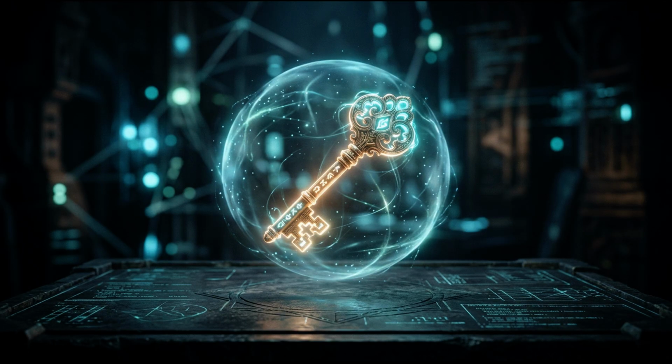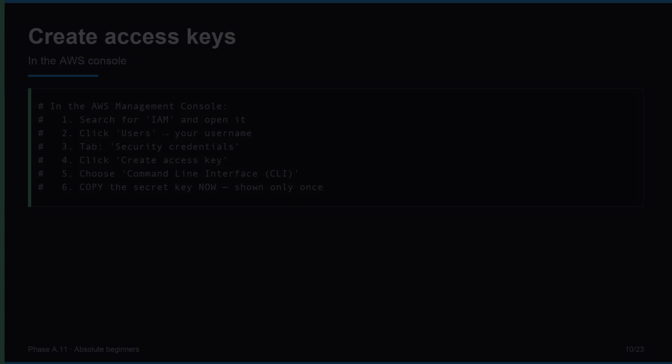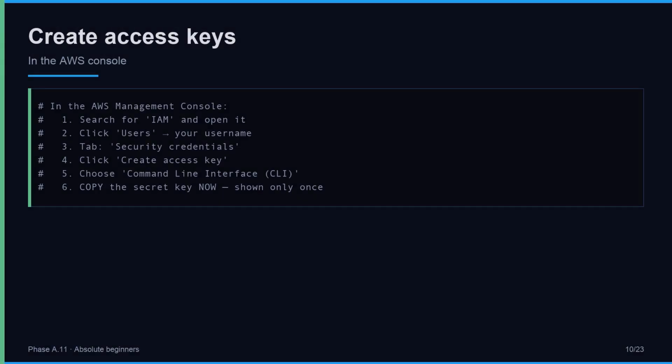Access keys are the password your terminal uses to prove who it is. Guard them like a house key. Before we run AWS Configure, we need access keys.